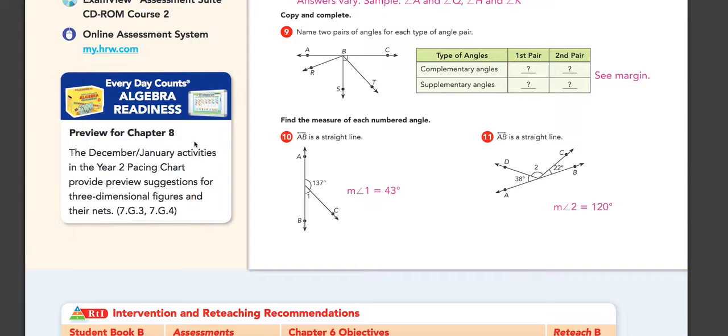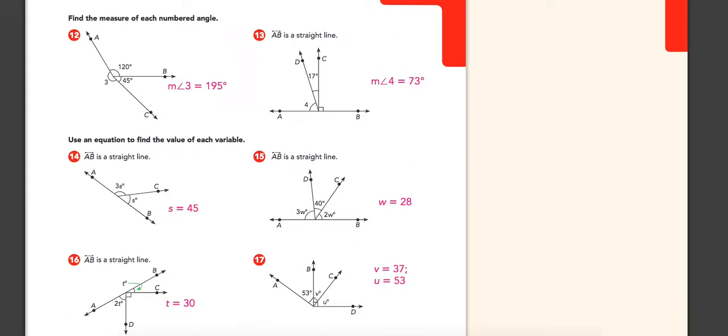All right. To the next page. So number 12. So number 12, all three of these angles together have to equal 360 degrees. Right? So I could do 120 plus 45. So 120 plus 45 gives me 165. So 165 plus angle 3, which we'll call N, equals 360. Now I'm just subtracting 165 from both sides, and I wind up with N is equal to 195.